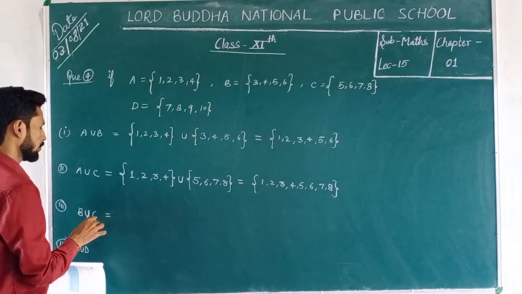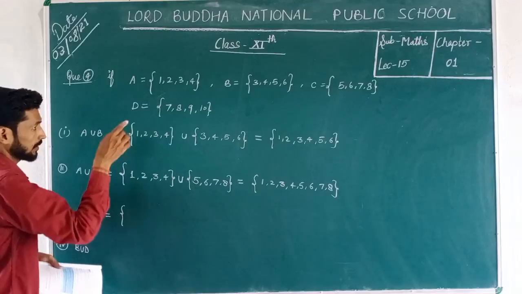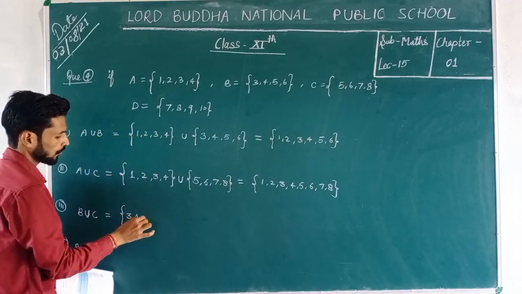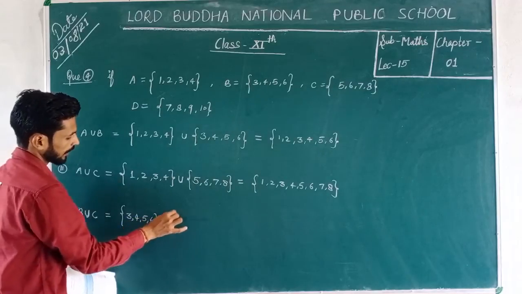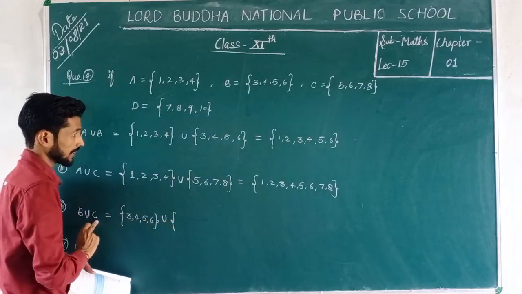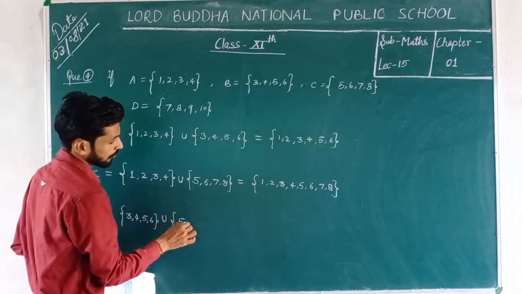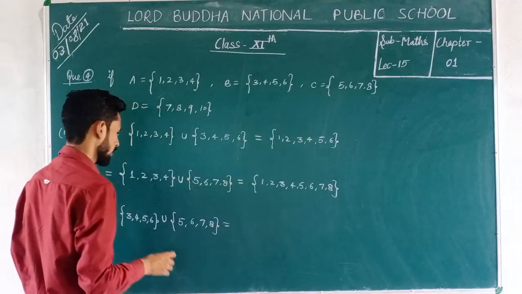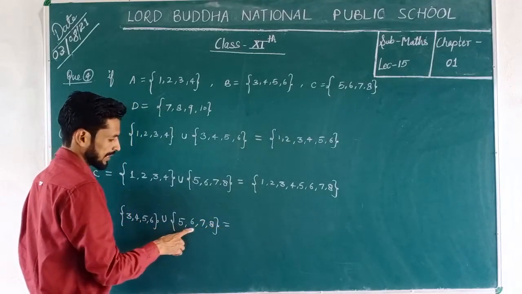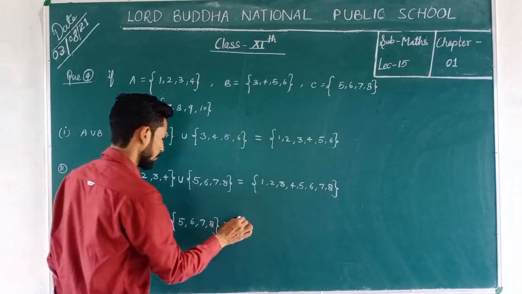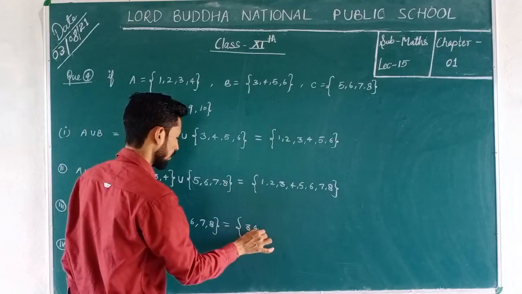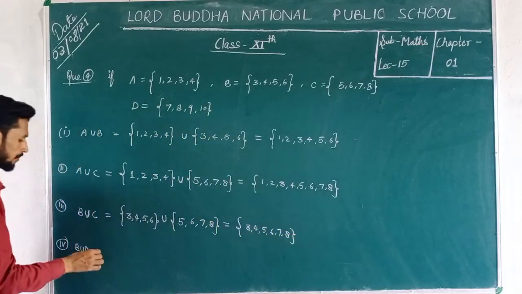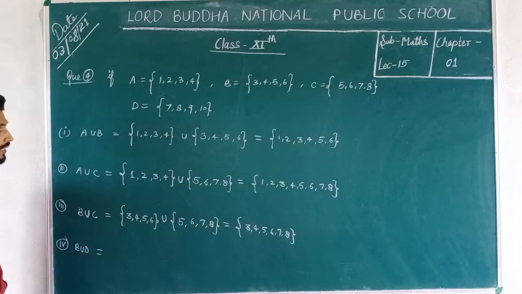Now the third part is B union C. The elements of set B are 3, 4, 5, 6, and write the elements of set C, that are 5, 6, 7, 8. So the answer is 3, 4, 5, 6, and 5, 6 is common, so take 7 and 8. So write here 3, 4, 5, 6, 7 and 8. This is the answer.